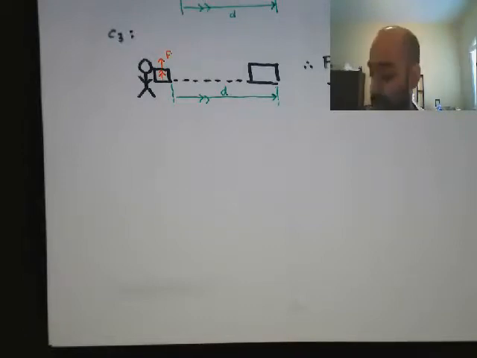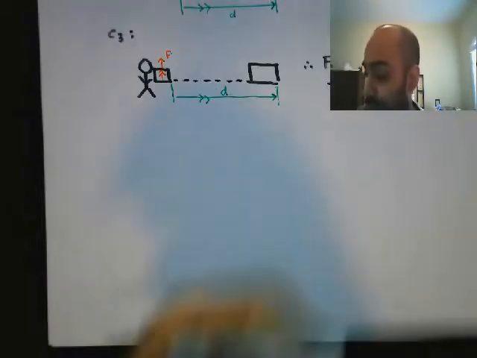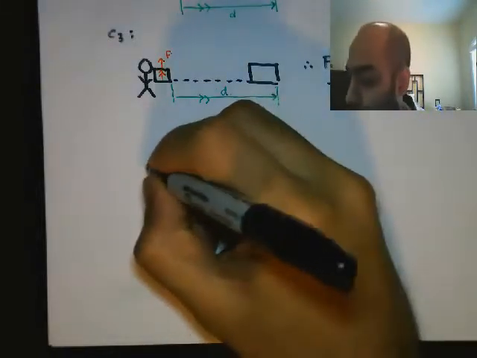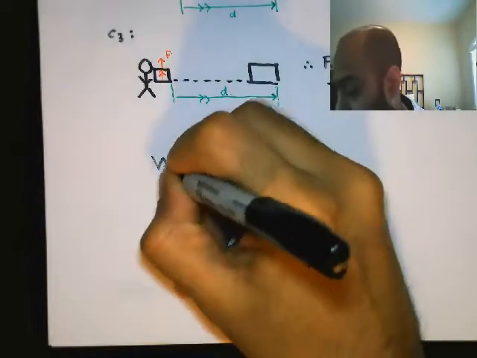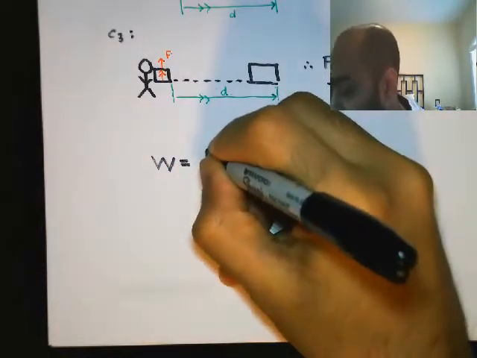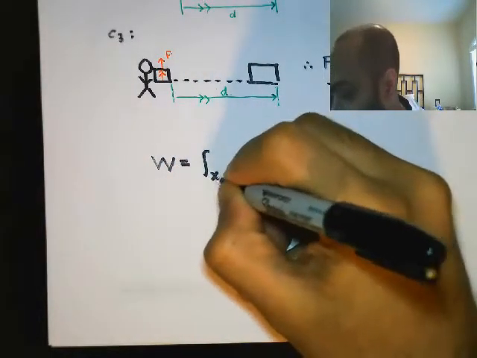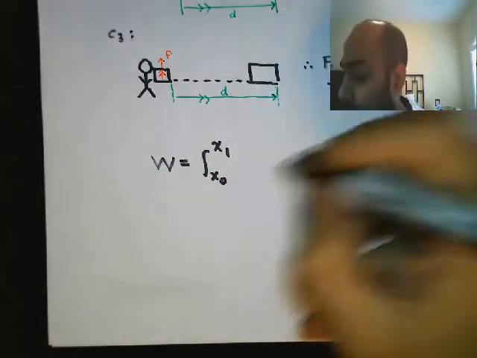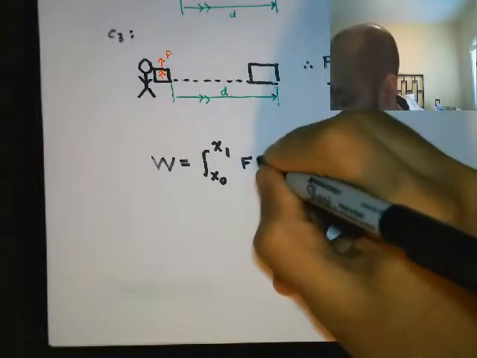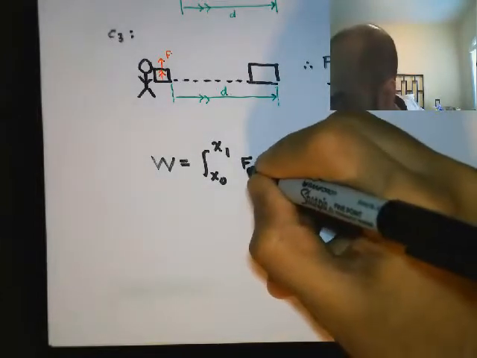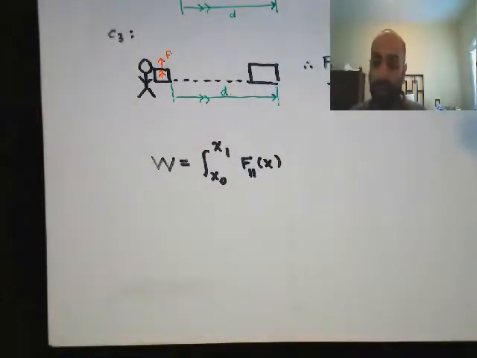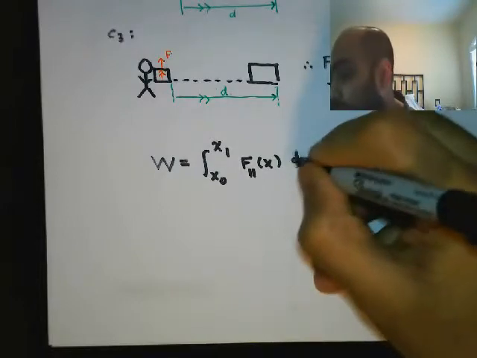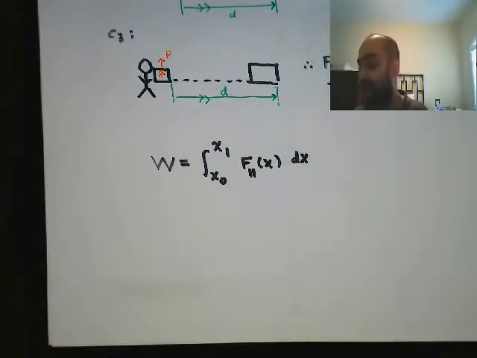Now, the question is, what if that force is not always the same? So this leads us to our important formula for work. Work is equal to the integral from a certain x position to another final x position, called x1, of a force as a function of x, as long as that force is parallel to the motion, and we're going to integrate this with respect to x.